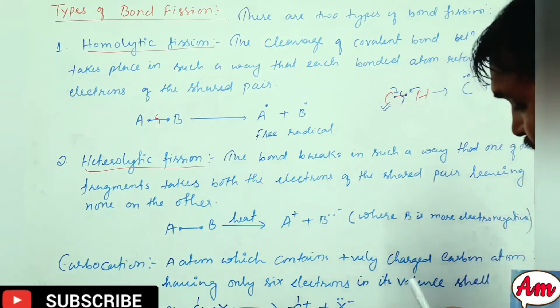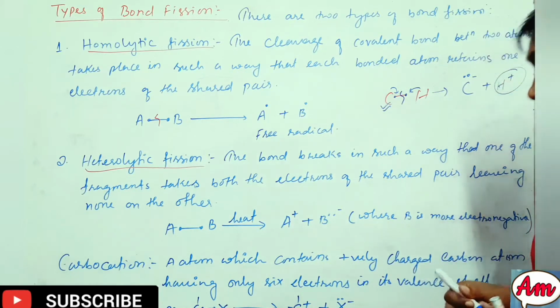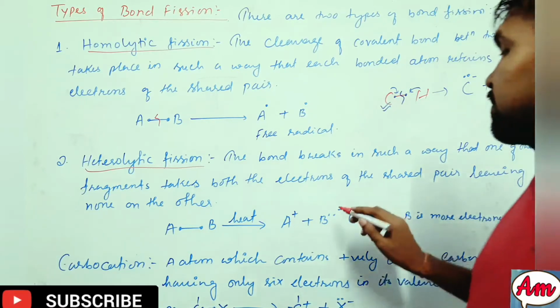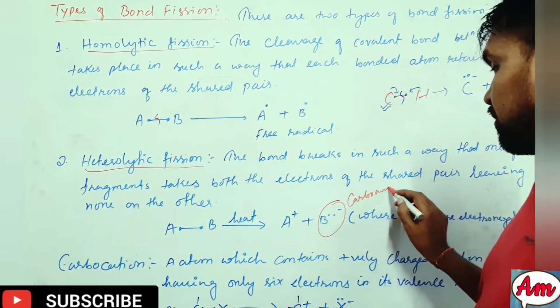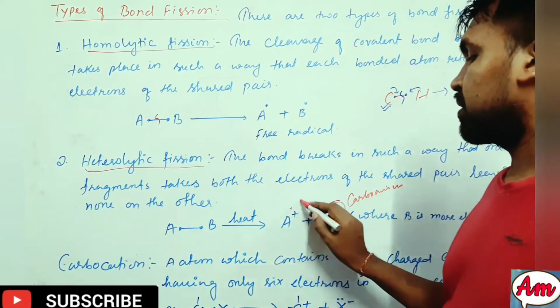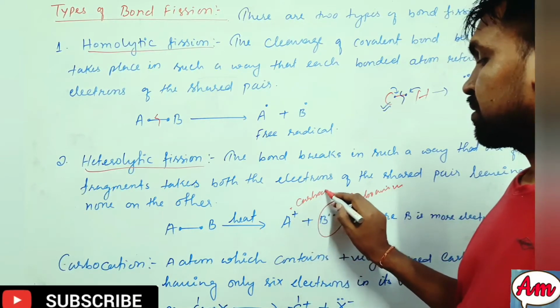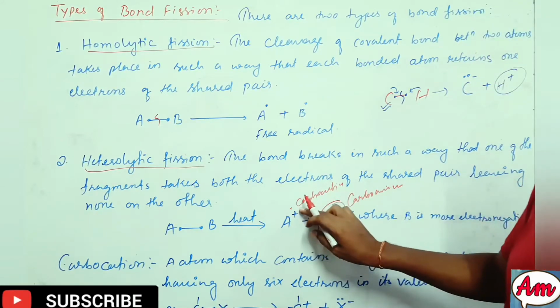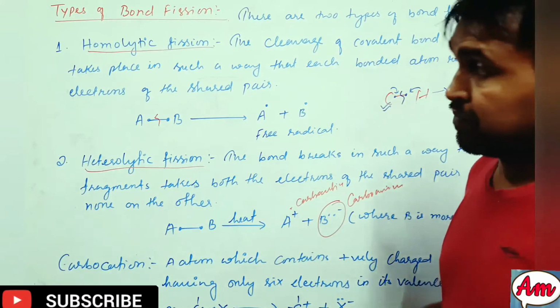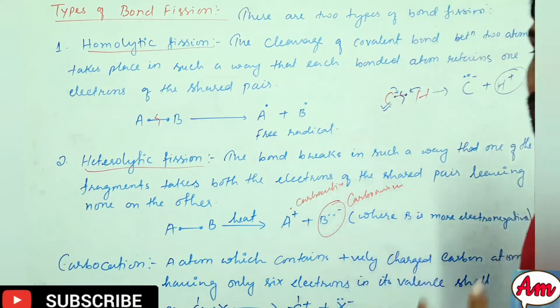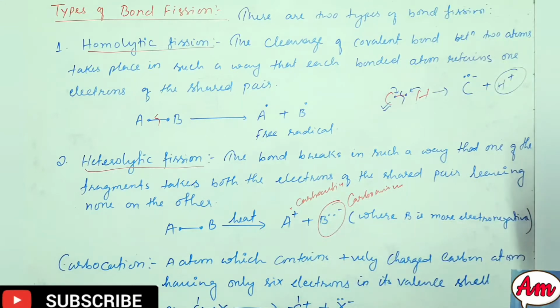Understood? Okay, so in this case B will be called as what? Carbanion, and A will be called as what? Carbocation. This one will be called the cation and this one will be called the anion. So now we are going to discuss what a carbocation is, and in a few minutes we will also discuss what a carbanion is and what free radicals are, all these things.